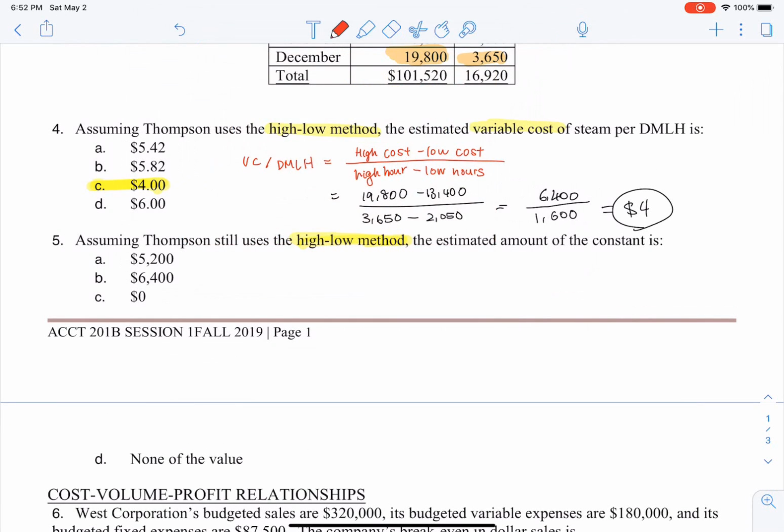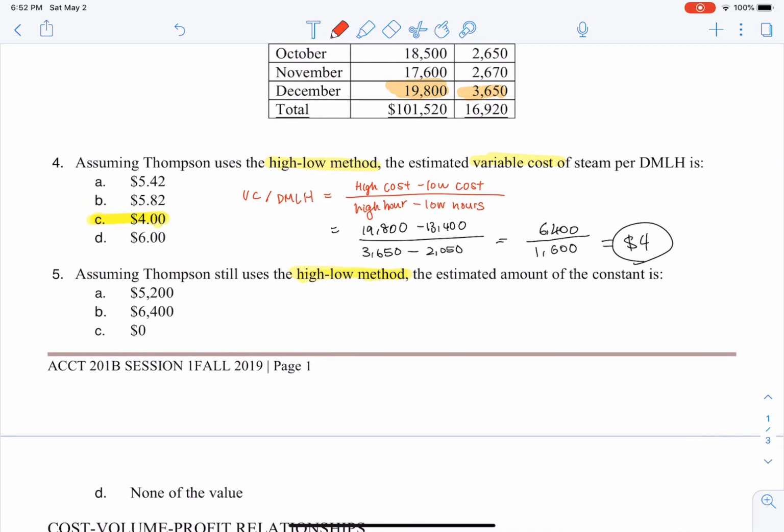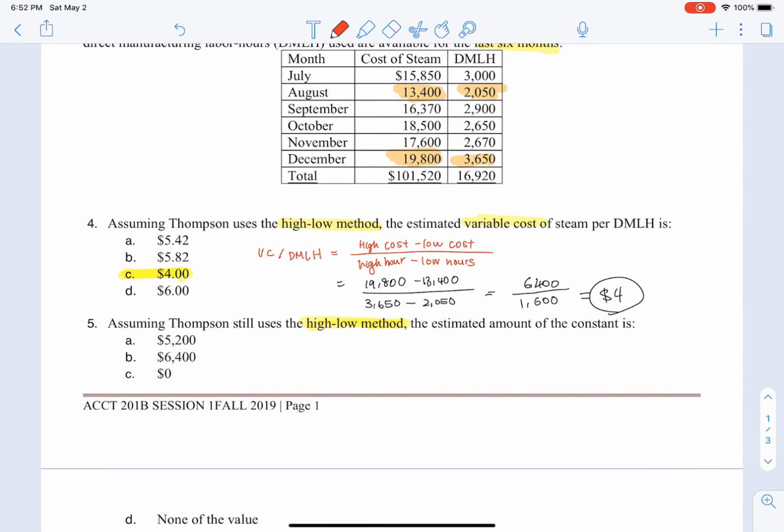So assuming they're still gonna use the high and low method, estimate the amount of constant. So with this, the constant, we have to know that's the value that's gonna be used in the high point and low point. So for sure, no matter if you go with the high point or low point, you're still gonna get the same answer. So the formula we're gonna use is, start with the high first.